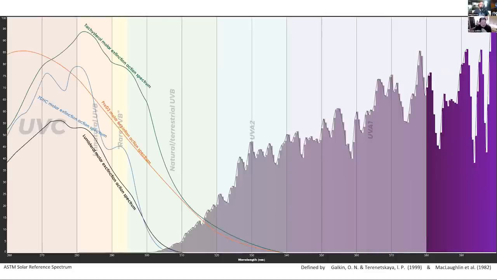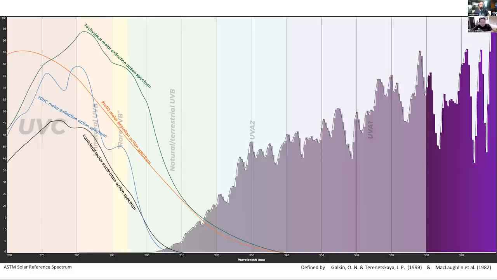And on the screen, I've put some of what we call the action spectra. Don't expect anyone to know what that is. But I'm showing that there are numerous parts of the spectrum that are associated with important key biological functions. And in fact, these ones are the ones associated with the vitamin D3 synthesis and regulation.